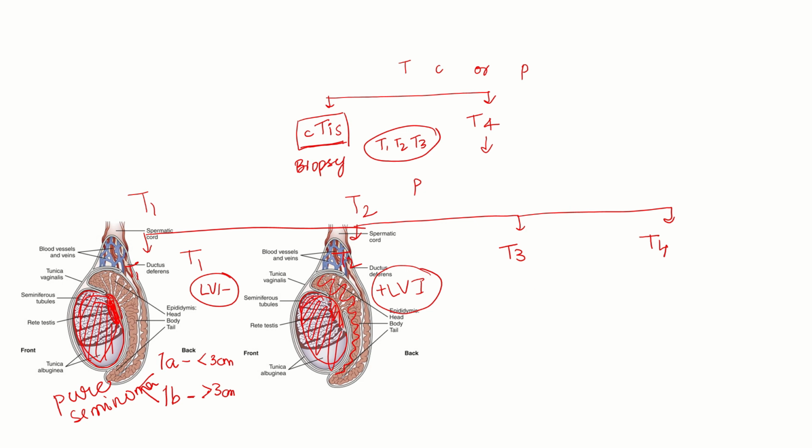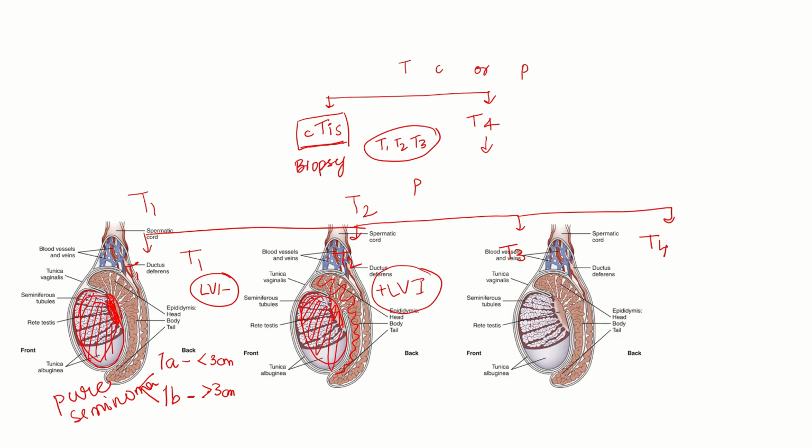Next, coming to T3, once the tumor spreads to the spermatic cord, then it becomes T3. So T1 is involvement of testis and rete testis, T2 is involvement of epididymis, and T3 is involvement of spermatic cord with or without presence of lymphovascular invasion. T4 is involvement of scrotum with or without presence of lymphovascular invasion.